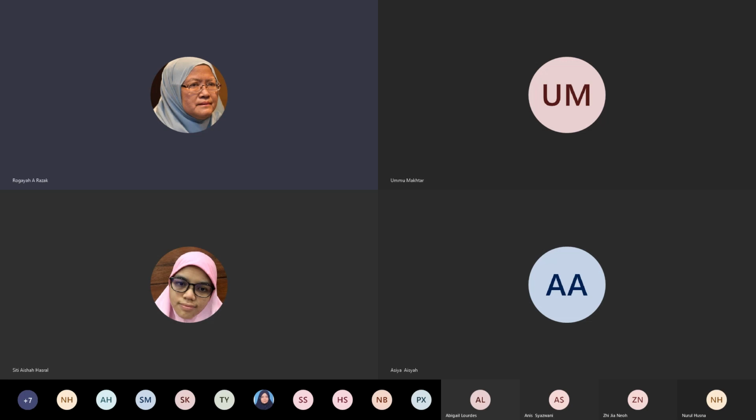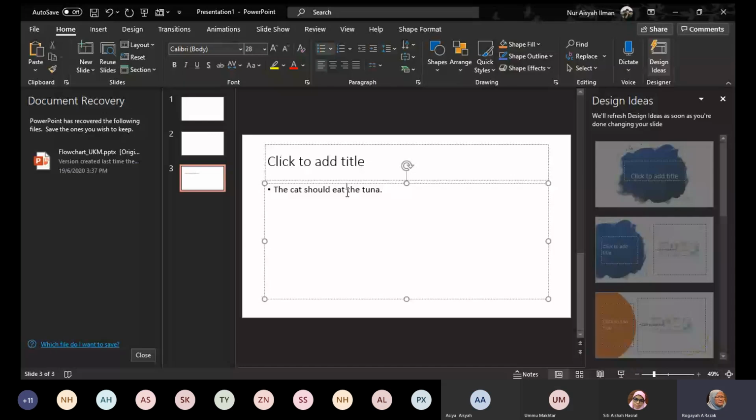We have to mark the constituent. I put a square bracket. I say the tuna. Then eat is the other constituent. And then should is another constituent. The cat is another constituent.